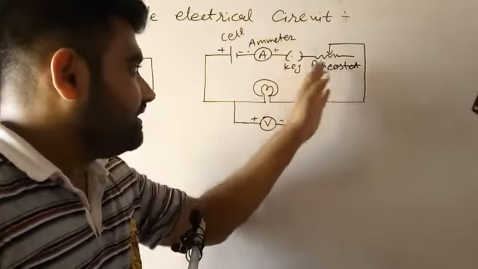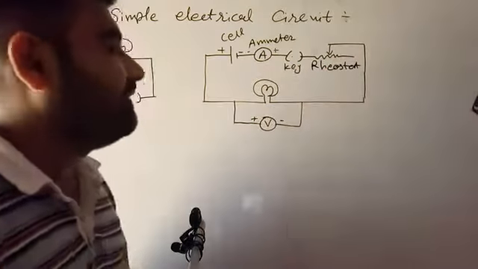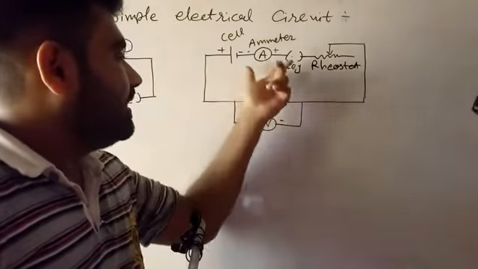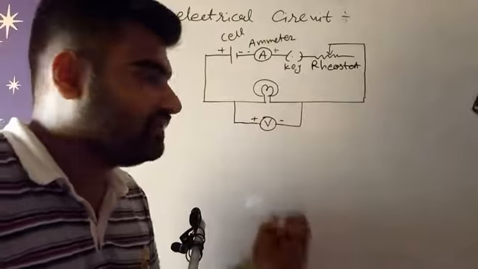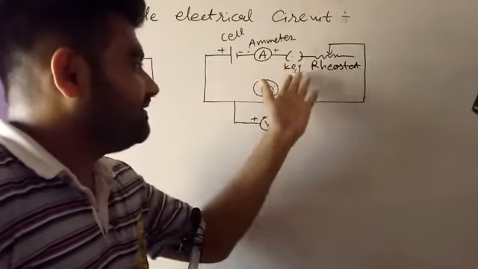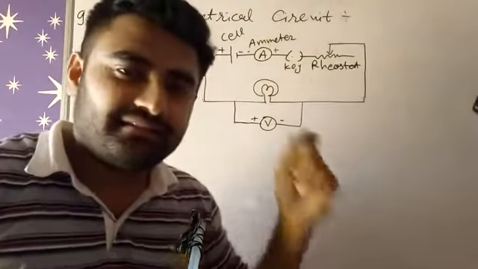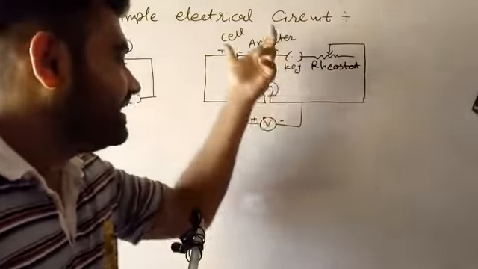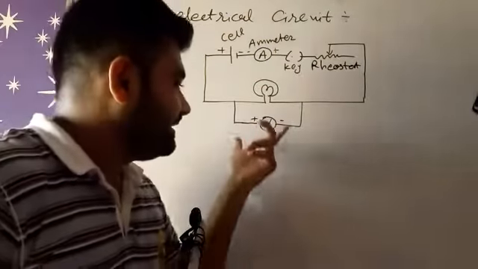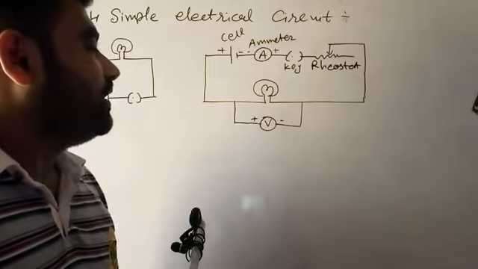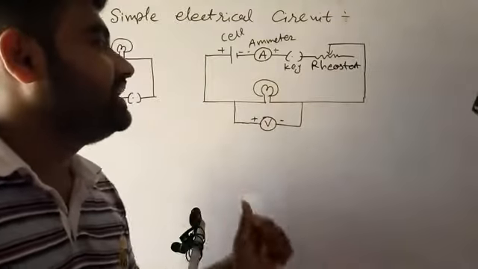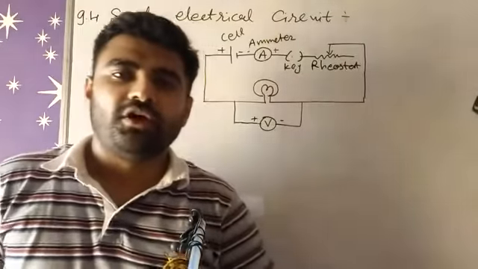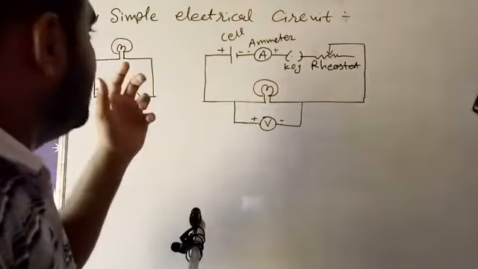If we move the rheostat to the left hand side, then the resistance will be decreasing, so the current will be increasing. And if we move it to the right hand side, then the resistance will be increasing, so the current will be decreasing, and the voltage also decreases. So the voltmeter deflection also changes with the changing of the rheostat. So that's our simple electrical circuit.